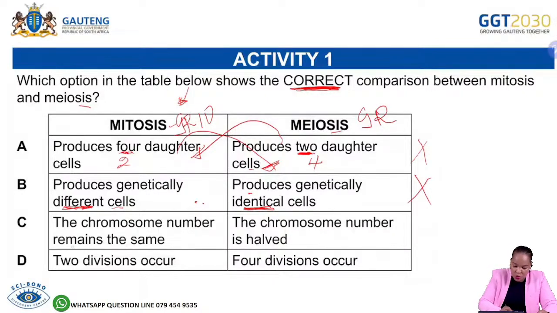Then you come to C. The chromosome number remains the same. You think about it. Okay, so this one, it is true about mitosis because the mother cell will have the same chromosome number as the daughter cells. So we can keep this one and check the other. Remember, you have to eliminate all. You don't just jump to the correct one, even if you see it.